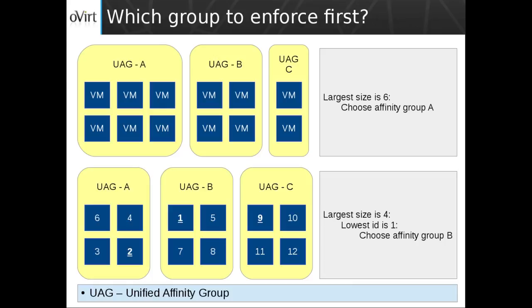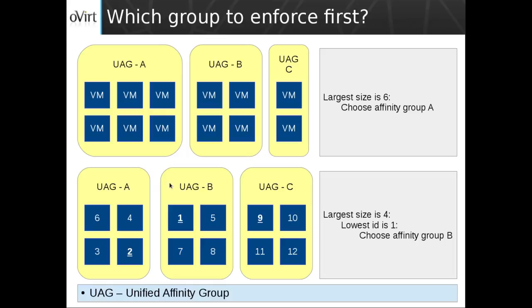If you look here at the upper side of the slide, you can see we have three UAGs. One contains 6 VMs, one 4 VMs, and one contains only 2 VMs. So in this case, the algorithm sees that the largest size of UAG is 6, which is UAG A. Therefore, it chooses UAG A. But what happens if we have more than one affinity group with the same size?